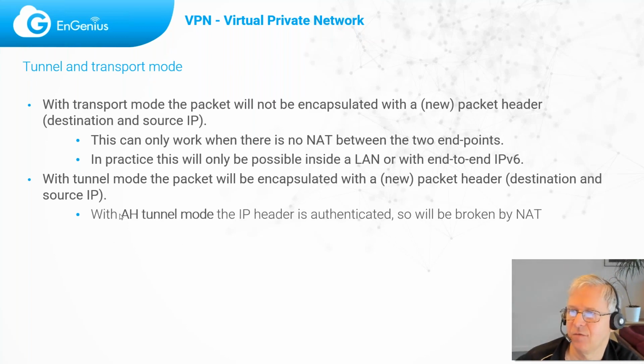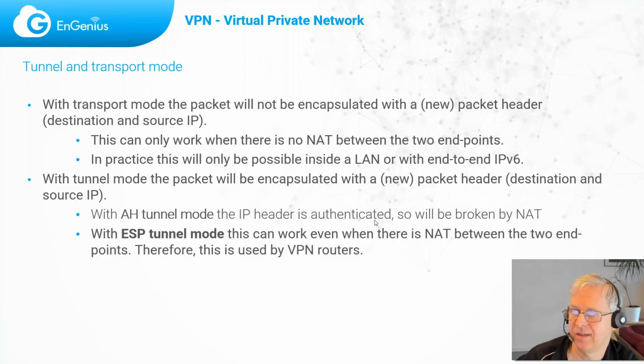Then the next thing, if you have authentication header in tunnel mode, the IP header is authenticated. Well, actually, with authentication header, it will always authenticate your header, regardless of whether it's in tunnel mode or transport mode. And that is the reason why it will not work with NAT, because NAT will change your IP header. It will change your private IP address to a public IP address, and then the header will no longer be correct. So this will be broken by NAT.